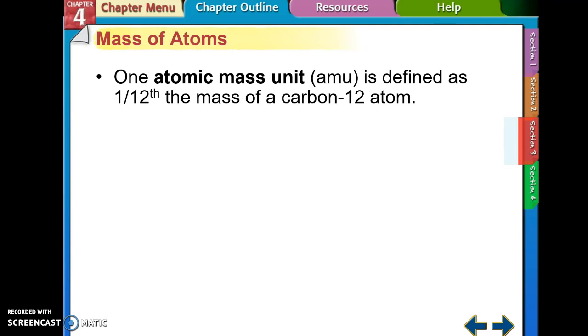However, if you look on the periodic table, you get a decimal for most all of your atomic masses. That is because it's an average of the isotopes that actually exist. We measure atomic mass in AMUs, which is atomic mass units. That is the unit that we use. And it is defined as 1/12 of the mass of a carbon-12 atom.